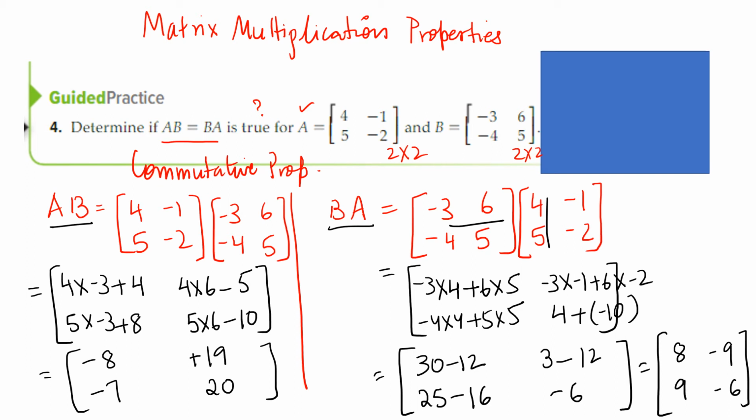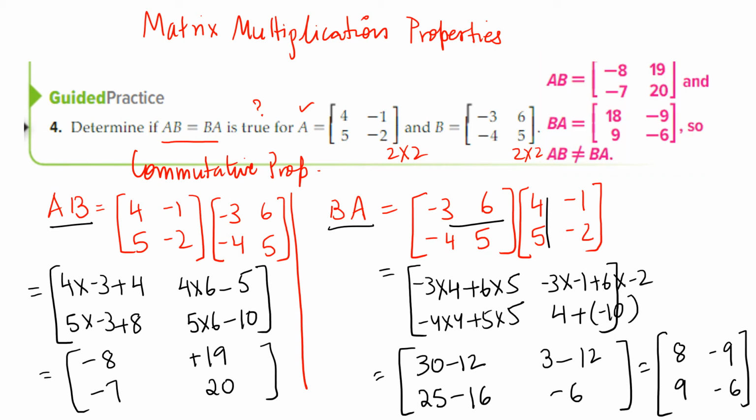So definitely they are not equal. Both are different matrices. As you can see here, the comparison gives us different answers. So these two matrices are not equal. Commutative property of matrix multiplication does not hold. So the result is AB not equal to BA. Conclusion.